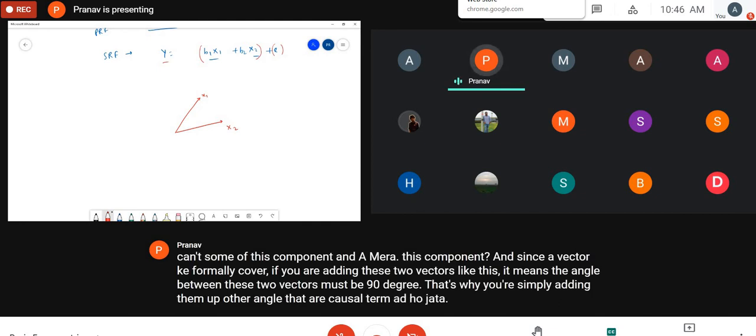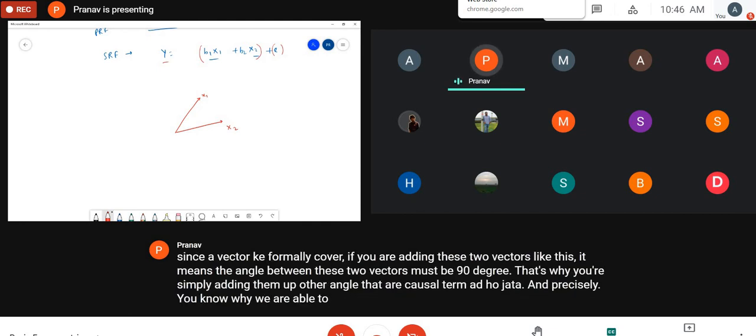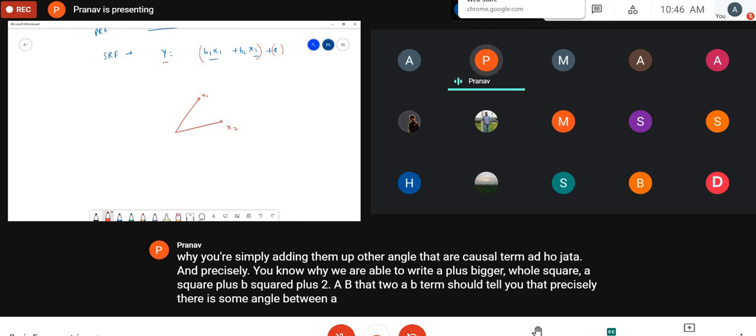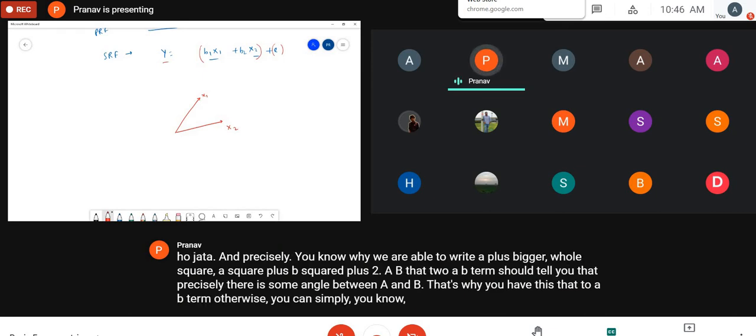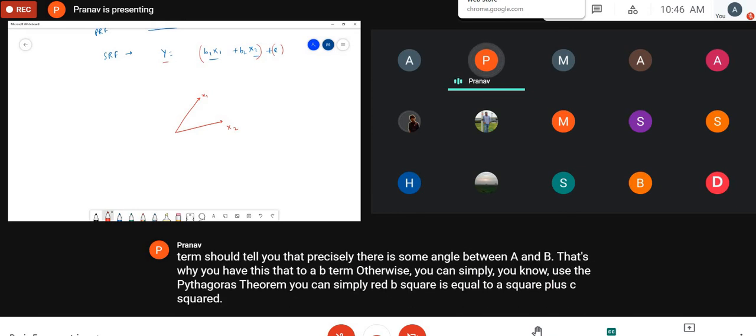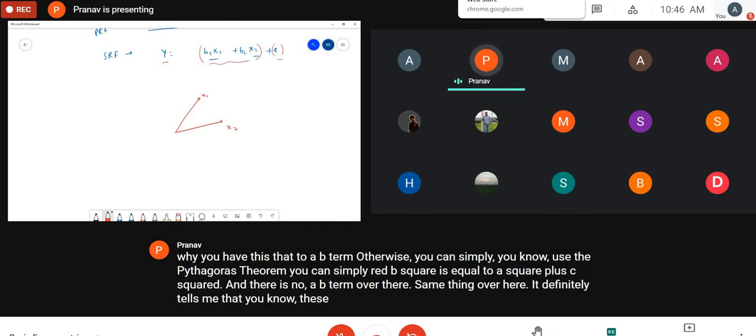And precisely, why we are able to write (a plus b) whole square as a square plus b square plus 2ab. That 2ab term should tell you that precisely there is some angle between A and B. That's why you have that 2AB term. Otherwise, you can simply use the Pythagoras theorem. You can simply write B square is equal to A square plus C square. And there is no AB term over there. Same thing over here. It definitely tells me that these two components must be orthogonal to each other. अब इसका मतलब क्या है ये देखते हैं.